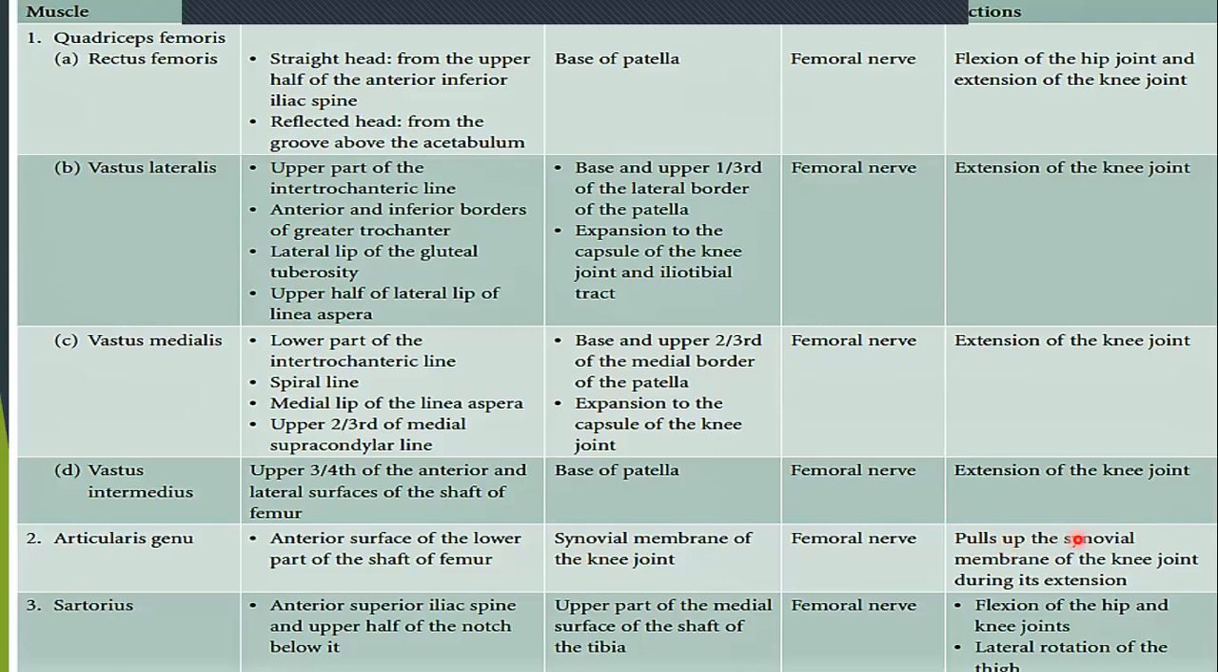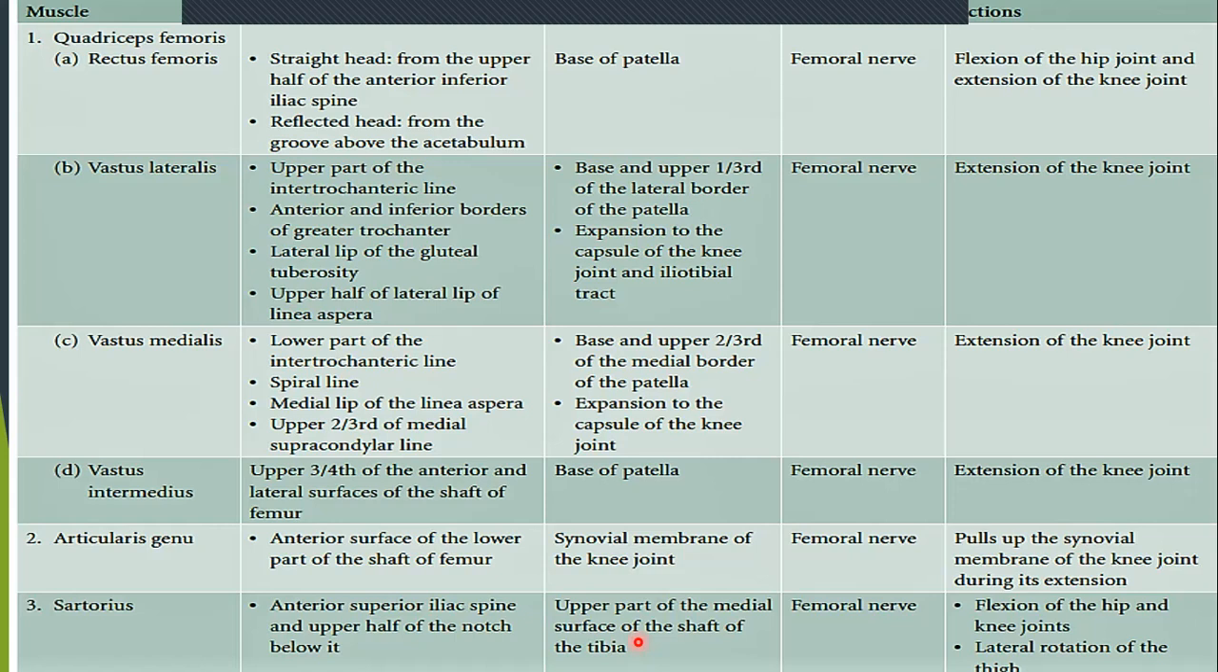It usually pulls the synovial membrane in the knee joint during extension, to prevent the bursa from being crushed between the two bones. When the knee is flexed, the suprapatellar bursa lies between the two articulating surfaces, but during extension the articulating surfaces come into contact. If we don't pull it, it might be crushed between them, but the articularis genu prevents that.